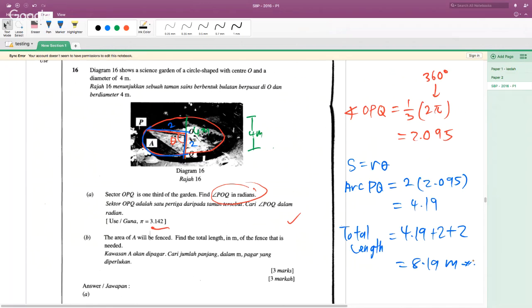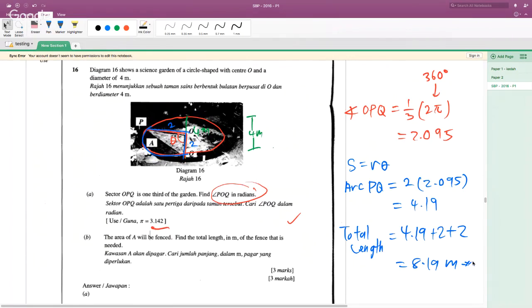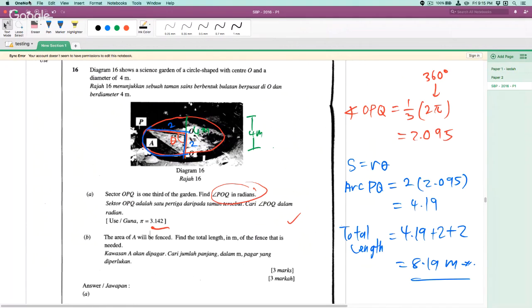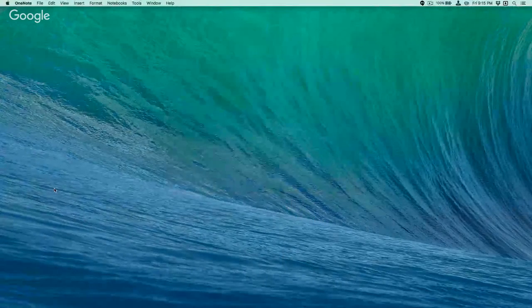This is how we do this kind of question. I also realized my answer is different from the marking scheme, and maybe there's something wrong with the marking scheme. But if you find out that I made a mistake, please let me know. It's hanging again, so I have to restart almost every single question.